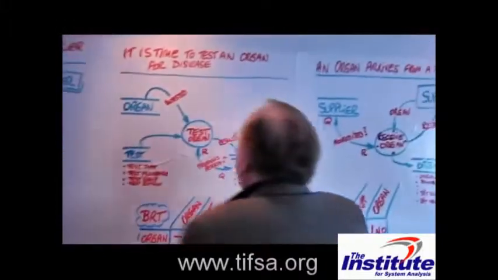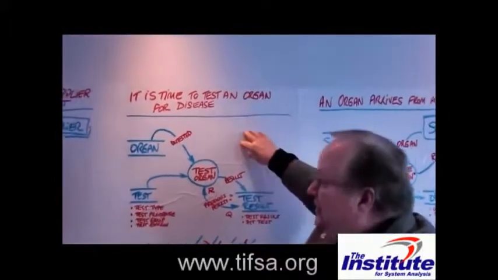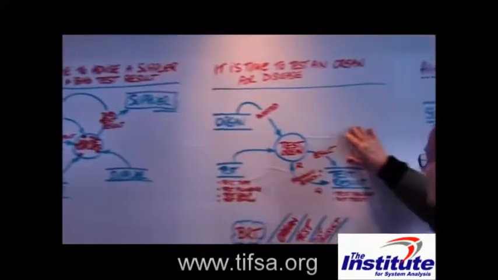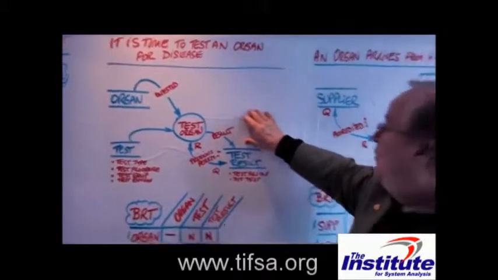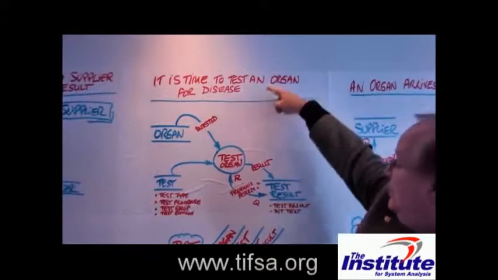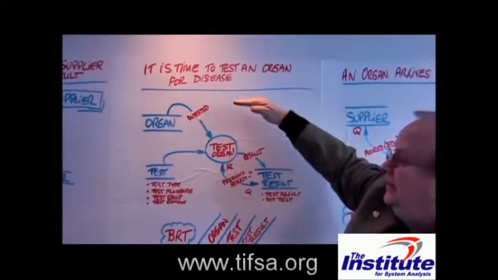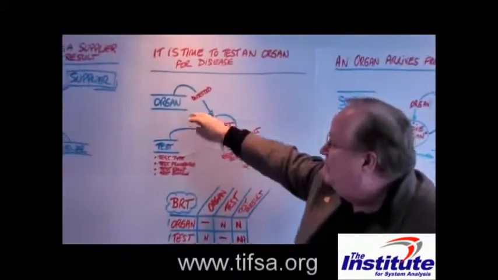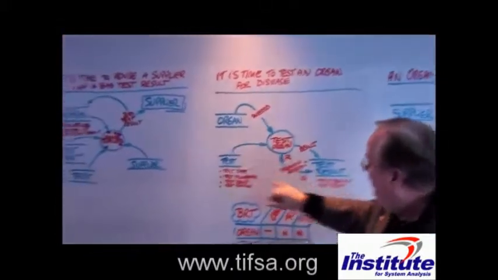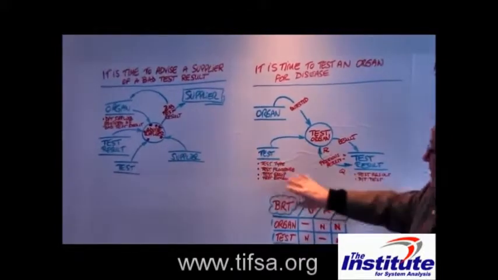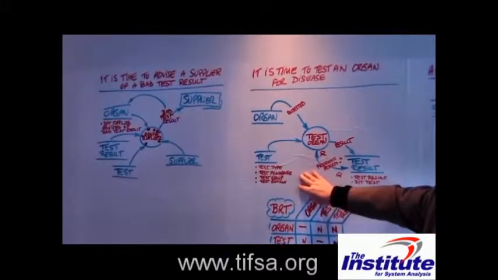But I want you to look back here for a moment. Here it says it's time to test an organ for disease. We could have included this into this process, and we could have just stacked the events. We could have had one event that says it's time to test an organ for disease, and for the same process, we could have had it's time to advise the supplier of a bad test result. Then we could have added, because we have organ over there and here, we have test result here and over there, we have test here and there, so I'd need to add supplier.